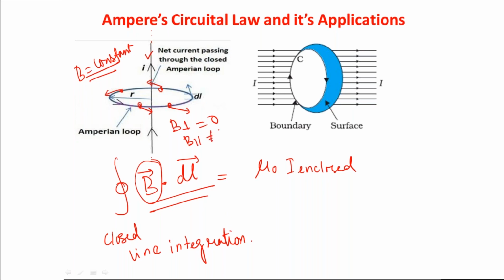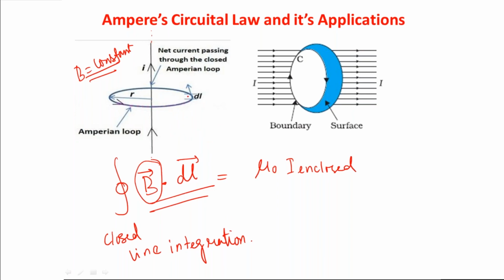You have to take the tangential component of the magnetic field, and by symmetry, in this case, the magnetic field will not have any normal component. You will have only the tangential component. This will be non-zero and a constant value.